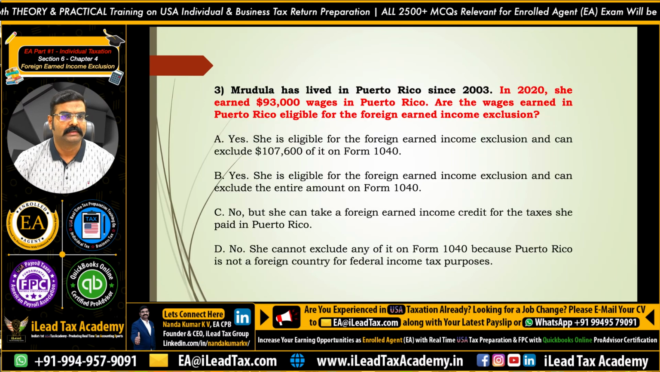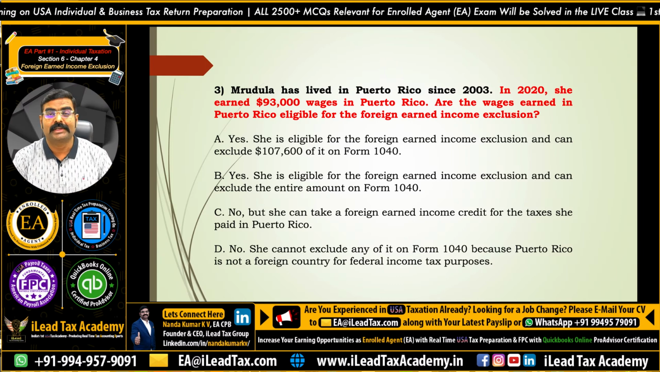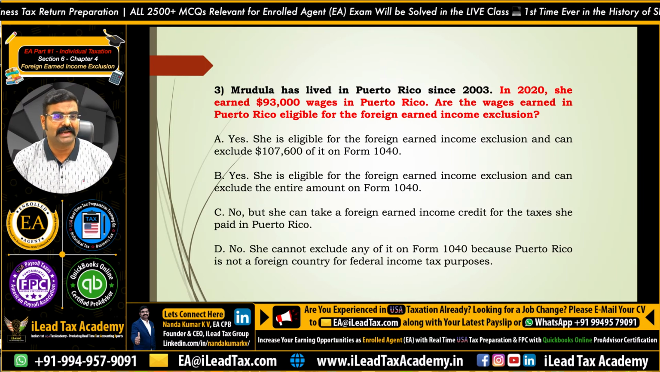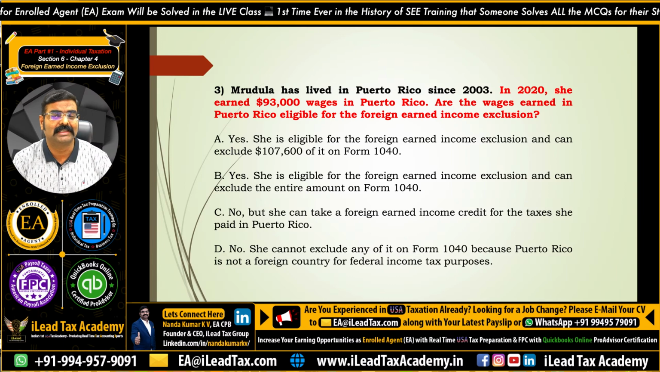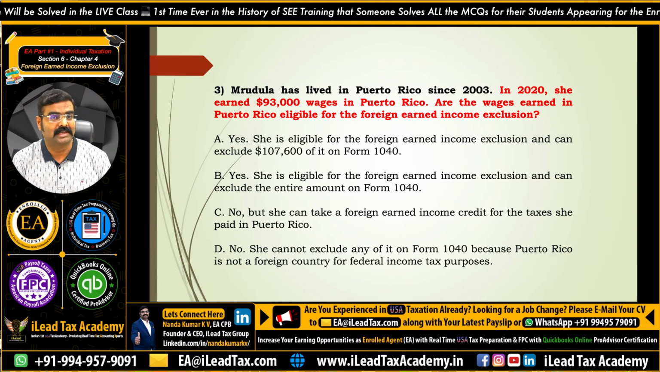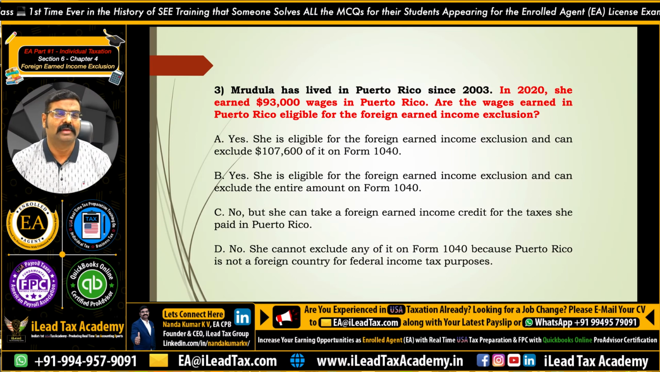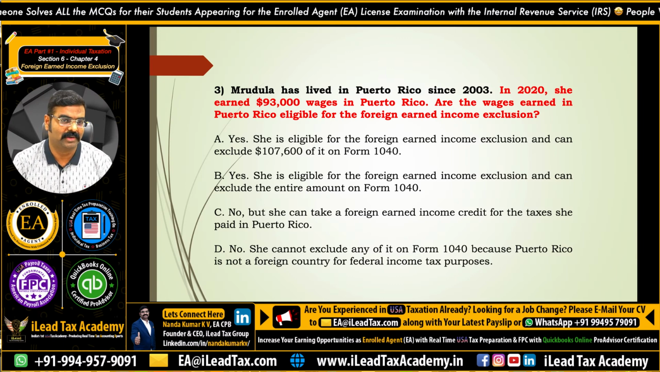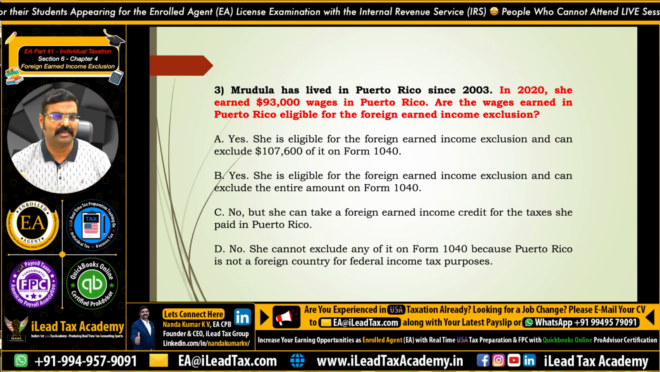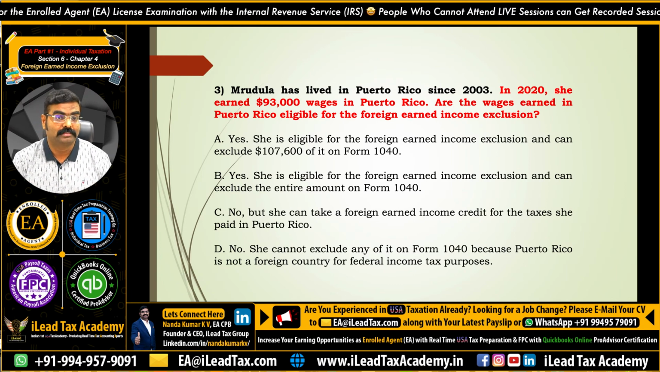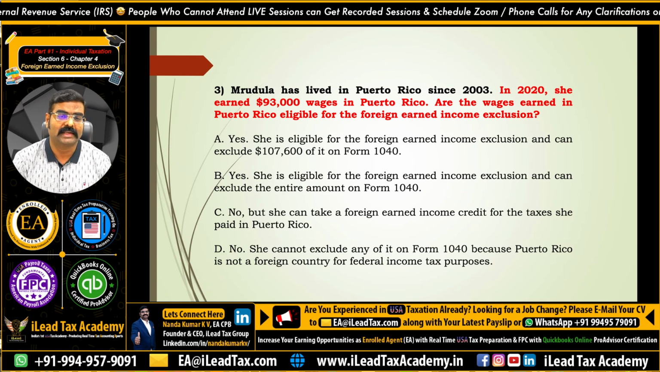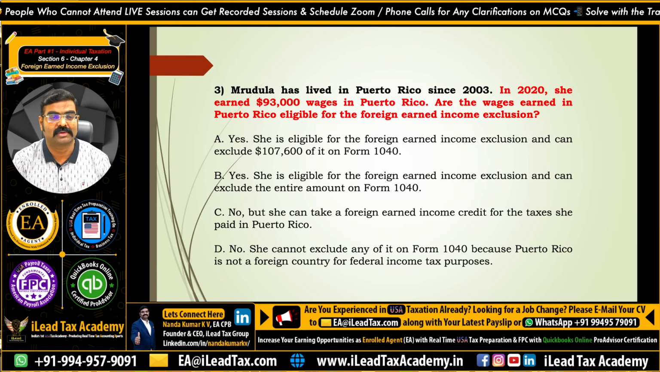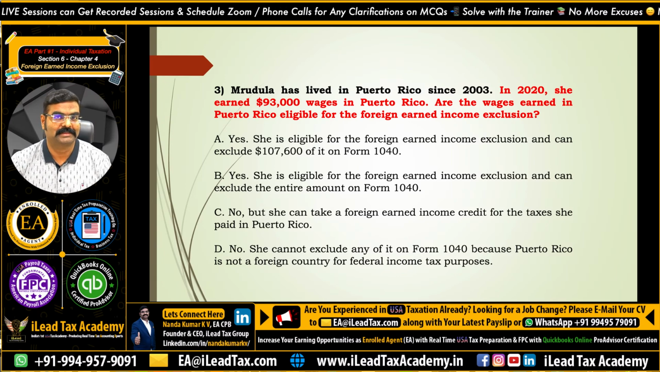So next one. Mridula has lived in Puerto Rico since 2003. In 2020, she earned $93,000 wages in Puerto Rico. Are the wages earned in Puerto Rico eligible for the foreign earned income exclusion? Yes, she is eligible and can exclude 107,600 of it on Form 1040. Yes, she is eligible and can exclude the entire amount on Form 1040. No, but she can take a foreign earned income credit for the taxes she paid in Puerto Rico. No, she cannot exclude any of it on Form 1040 because Puerto Rico is not a foreign country for federal income tax purposes. What do you think?